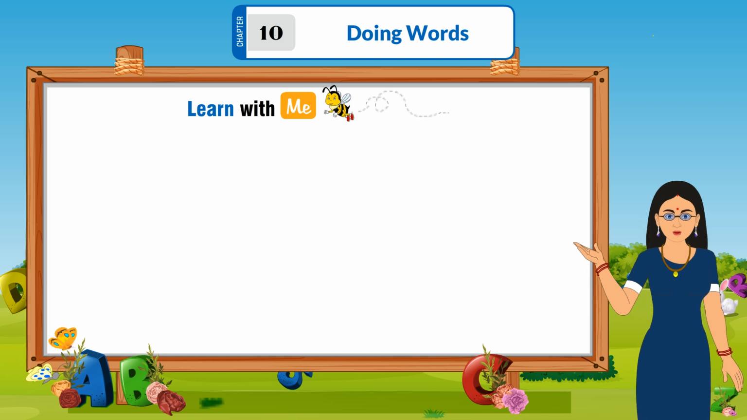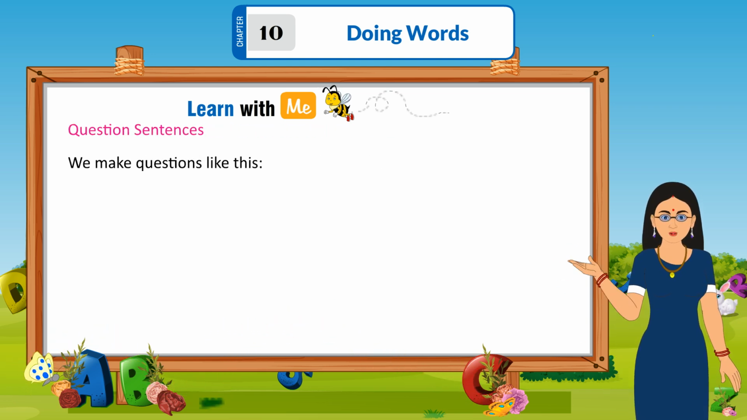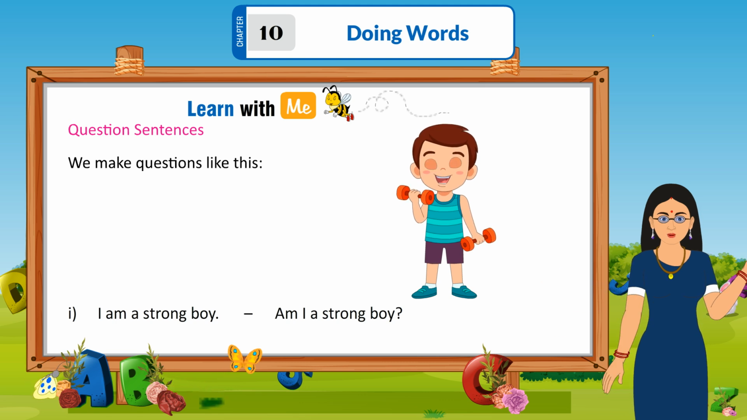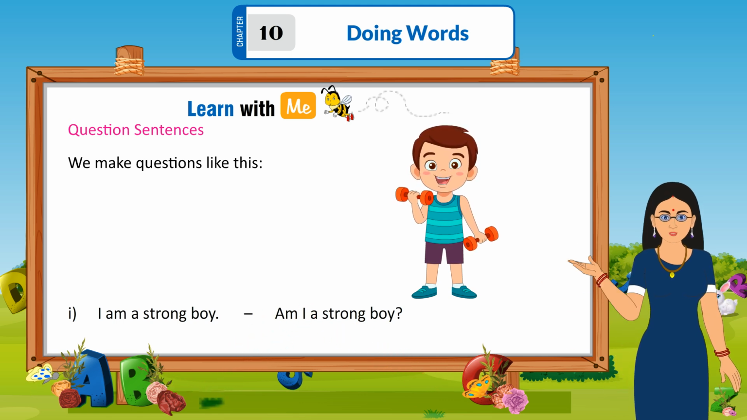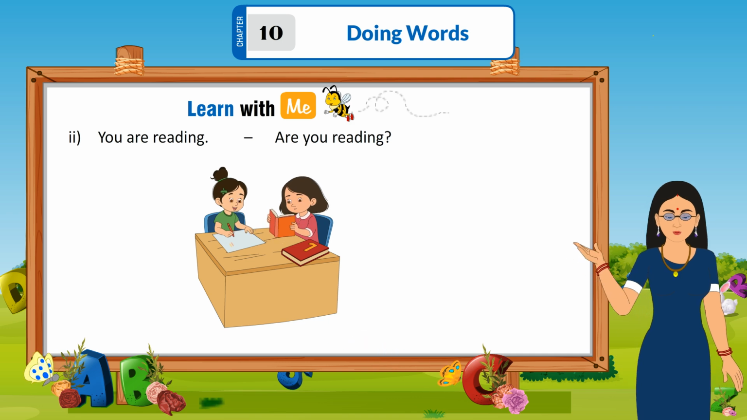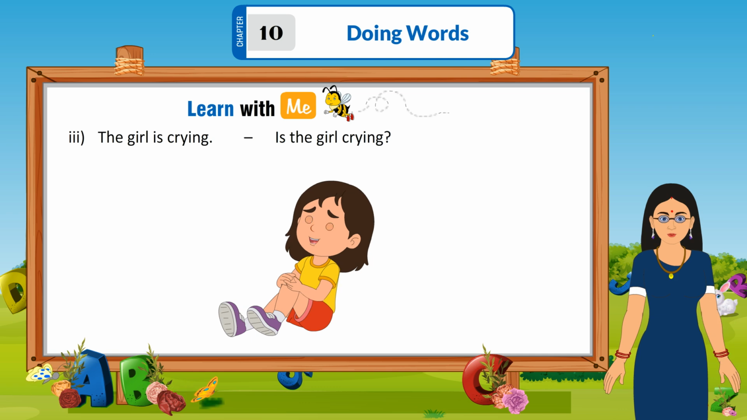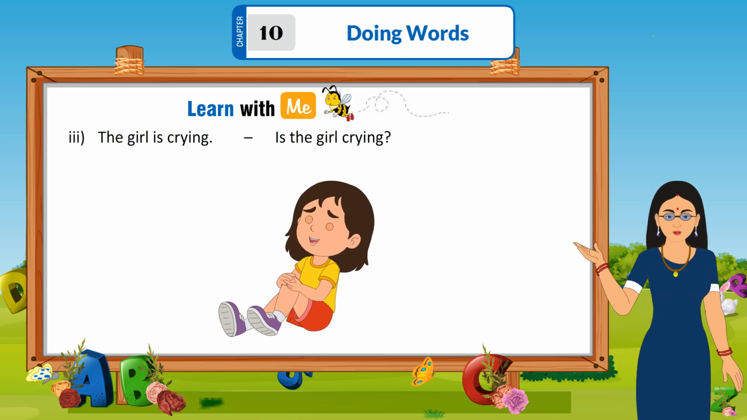Learn with me. Question sentences. We make questions like this. 1. I am a strong boy. Am I a strong boy? 2. You are reading. Are you reading? 3. The girl is crying. Is the girl crying?